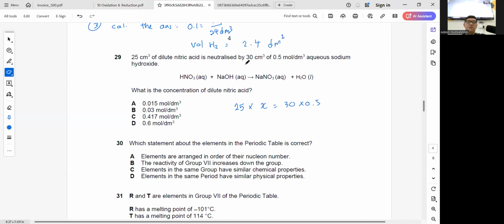All right. What's the first step? Find number of moles, which is 30 times 0.5. You can leave it as this. What's the second step? 1:1 mole ratio. So if 30 times 0.5 is the number of moles for the sodium hydroxide, then it would be exactly equal to number of moles for dilute nitric acid, which is 25 times X. Leave it as X. Then just solve for X.